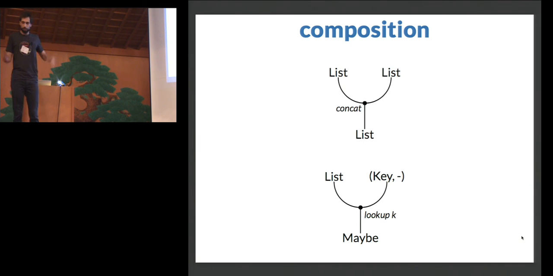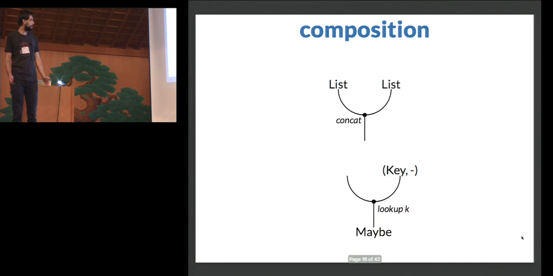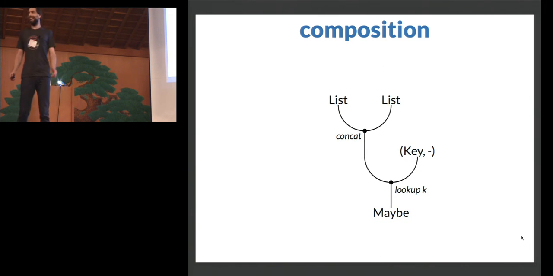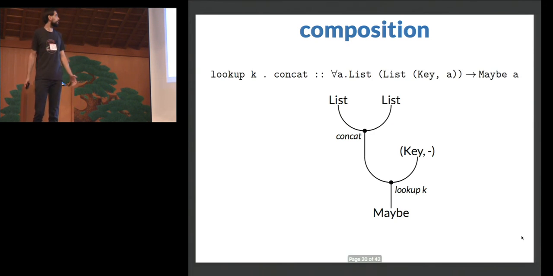So we also have concat, which concatenates a list of lists into one list. So we have two incoming edges and one outgoing edge, right? So you can see if an outgoing edge is of the same type as an incoming edge of another diagram, then it is quite tempting to compose them together like this, right? And so this is a string diagram that is simply a different notation for a function lookup K after concat, right?